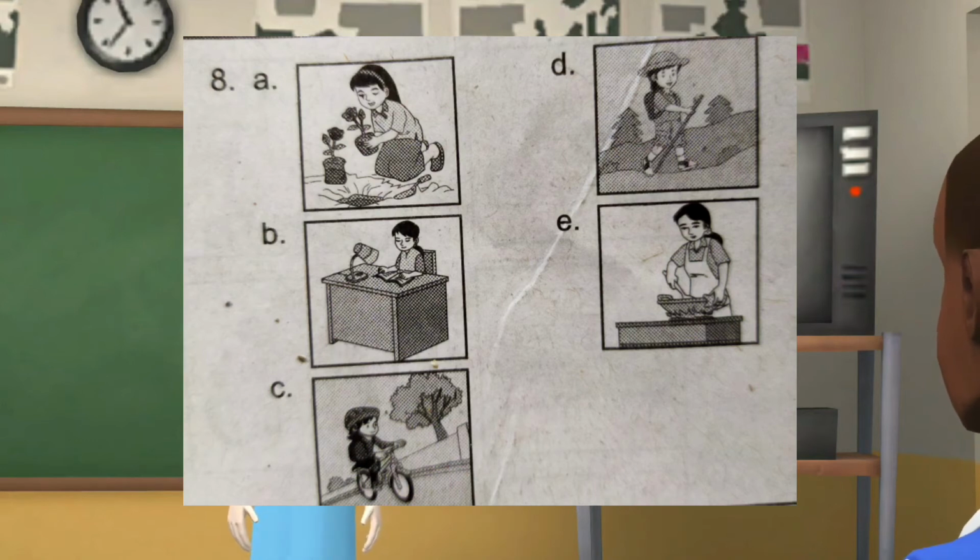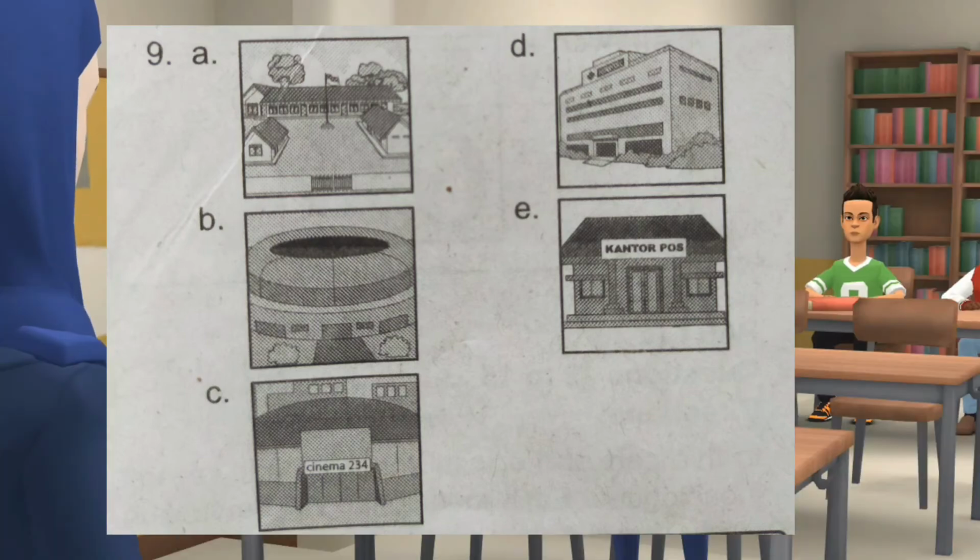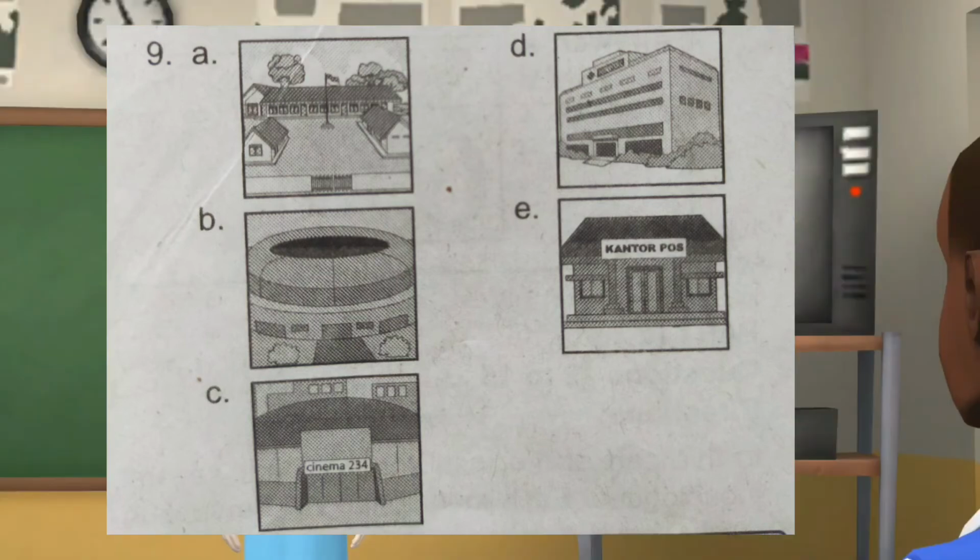Number 9. The new supermarket is really nice. It has various kinds of products. I haven't been there before. Where is it? It's beside the theater. Let's go there on the weekend. What is beside the new supermarket?